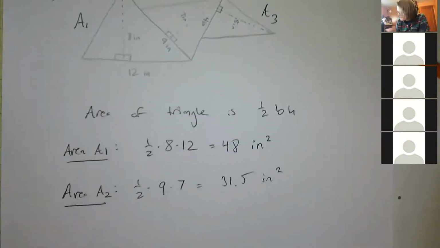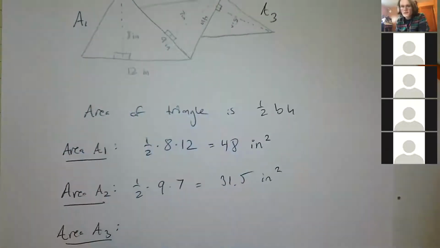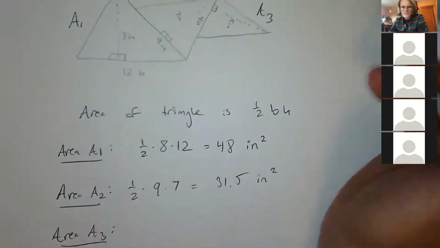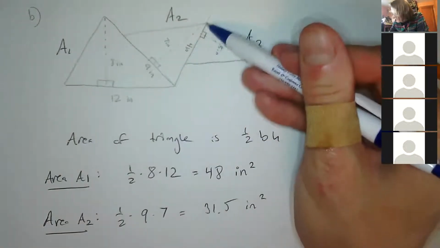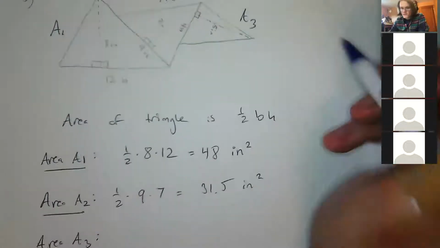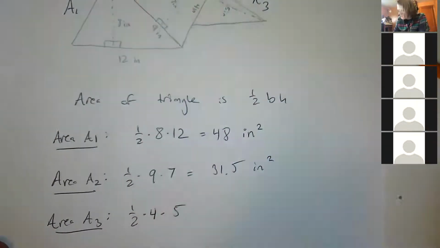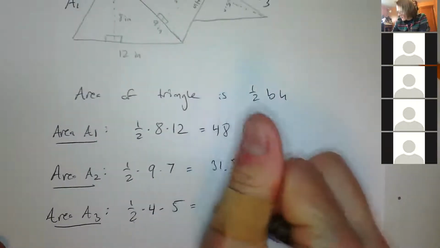Okay. And the last one, area 3, same formula, 1/2 base times height. Here, again, it might be a little difficult to read because I used pencil, but the base is this distance and I put 4 inches, and the height is that height and it's 5 inches. So it's going to be 1/2 the base, which I said was 4, times the height, which I said was 5. So this one's easier to compute, right? 1/2 times 4 is 2, so it's 10.